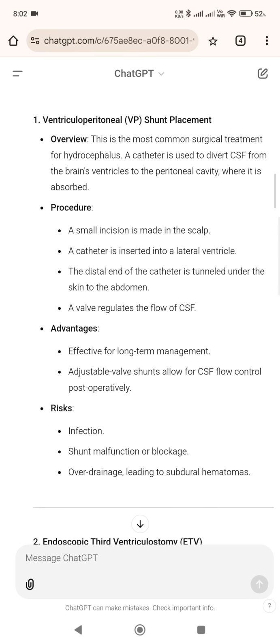1. Ventriculoperitoneal VP shunt placement. Overview. This is the most common surgical treatment for hydrocephalus. A catheter is used to divert CSF from the brain's ventricles to the peritoneal cavity, where it is absorbed.